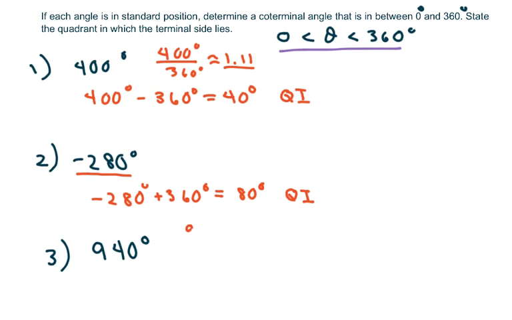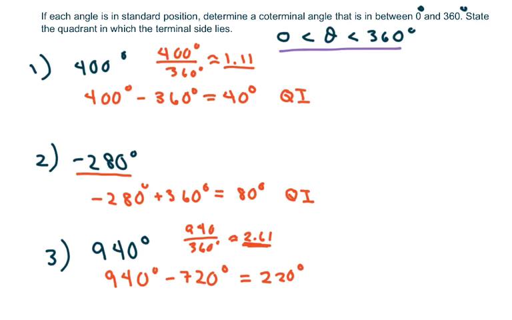In this case, if you divide 940 by 360, that's approximately 2.61. So basically you're going to subtract 360 twice, because we're in the 2 rotations, it's above the 2. So I'm just going to take 2 times 360, and you can just know that's 720, and that's going to give you 220 degrees, which is in quadrant 3. And again, you can just keep subtracting 360 until you get in between here.